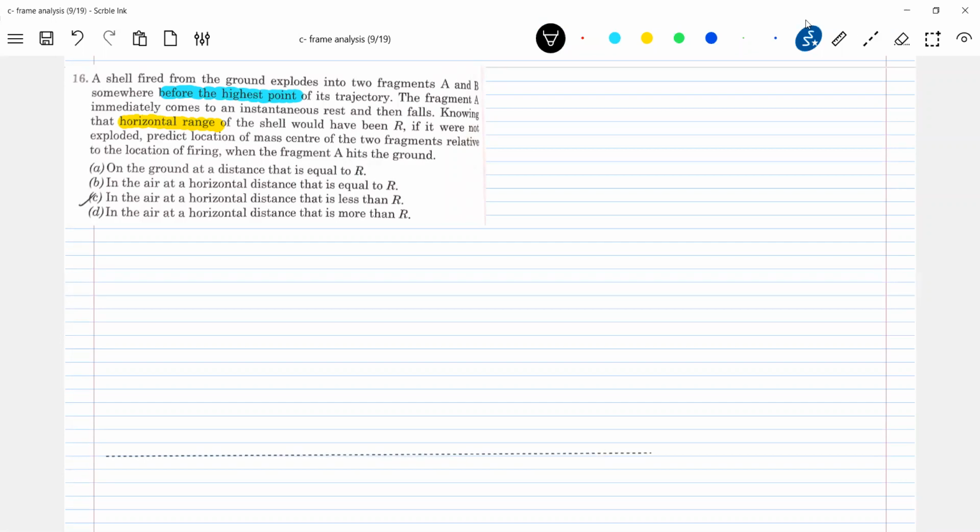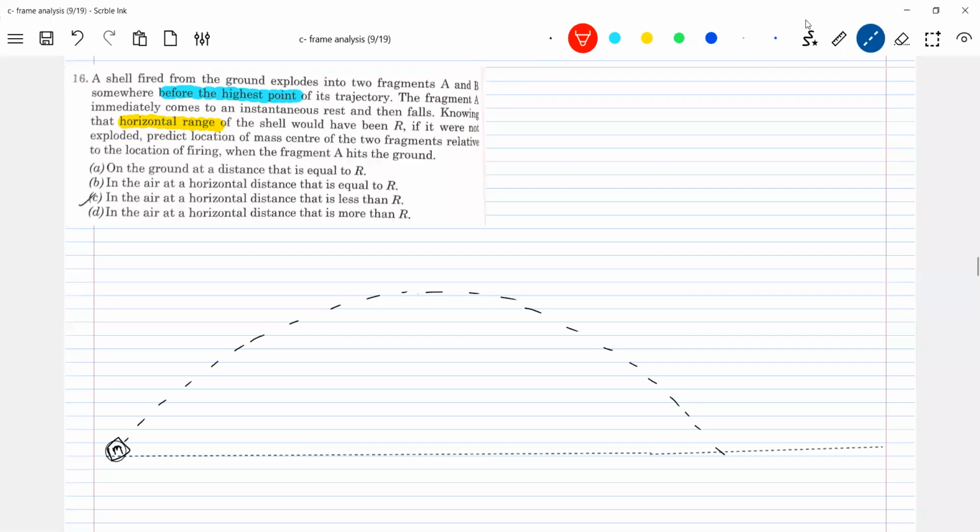Now this is an explosive. Then it's going to describe a parabolic path. Now this is the highest point, no? So this should be the highest point, the maximum height. I am projecting with a speed u at an angle theta. Somewhere here is where the explosion occurs.